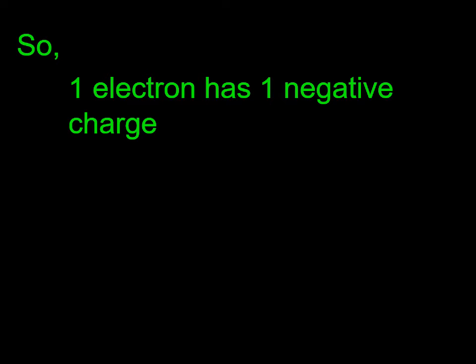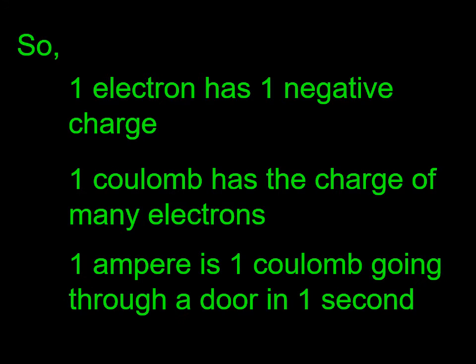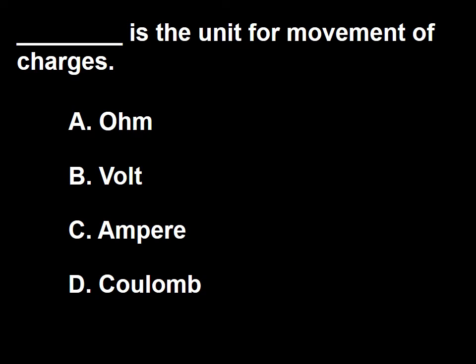So recapping what we have just heard, one electron has one negative charge. 1 coulomb has the charge of many electrons. And 1 ampere is 1 coulomb going through a point in a wire, which we can think of as a door, each second. So the answer to this question is C, ampere.